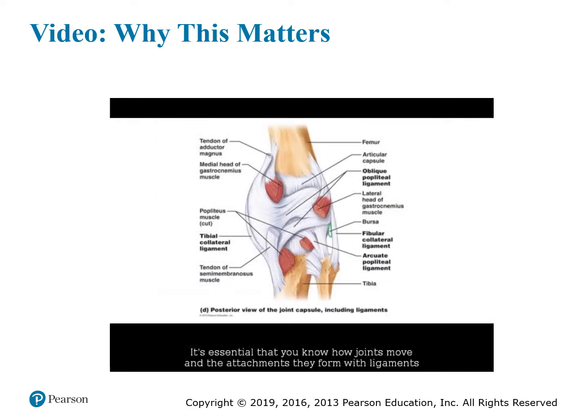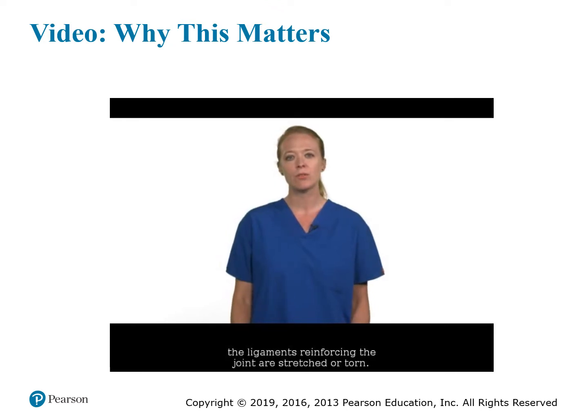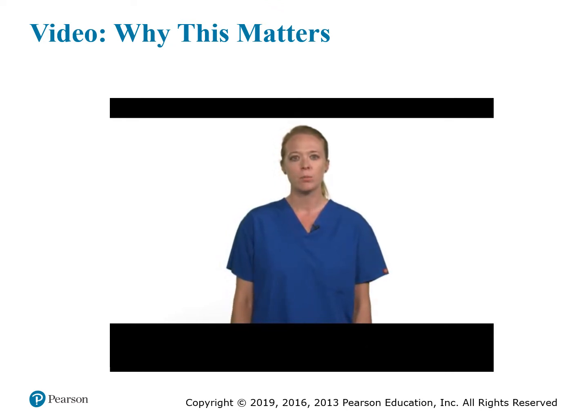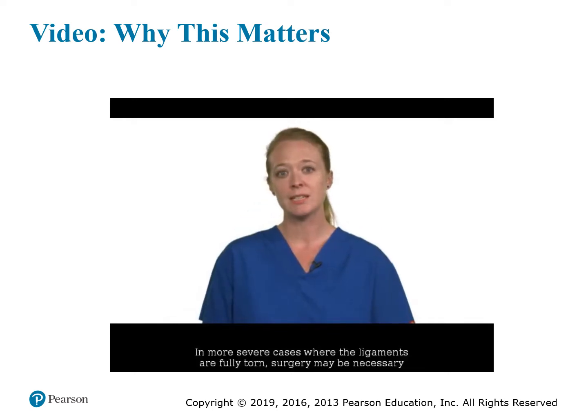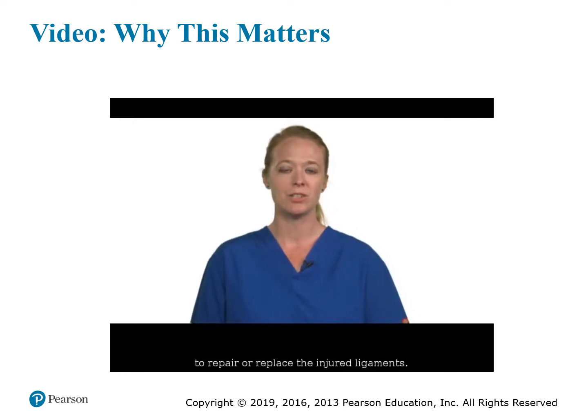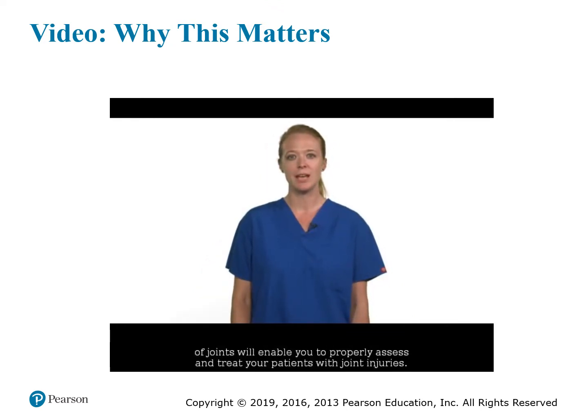It's essential that you know how joints move and the attachments they form with ligaments and muscles throughout the body so that you can assist your patients. For example, in an ankle sprain, the ligaments reinforcing the joint are stretched or torn. Partially torn ligaments will repair themselves in time, so treatment may simply involve immobilizing the ankle so the body can do its work, undisturbed by movement. In more severe cases, where the ligaments are fully torn, surgery may be necessary to repair or replace the injured ligaments. Having a thorough understanding of the structure and function of joints will enable you to properly assess and treat your patients with joint injuries.